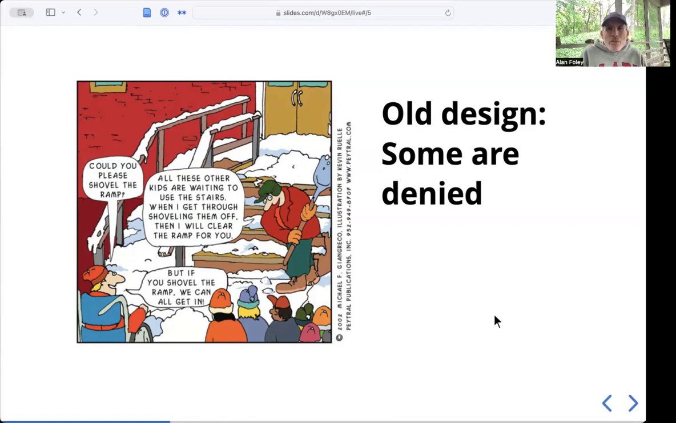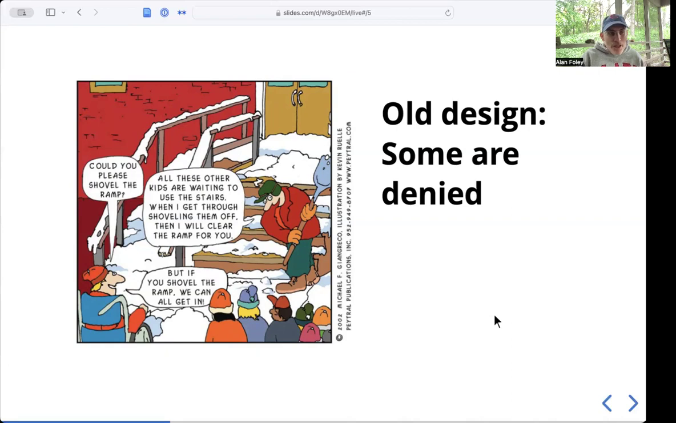So I see lots of examples of this, and you probably will too. I have posted a discussion, an opportunity for you to share examples of universal design that you've encountered. You might also share some examples of places where universal design could be or isn't working as intended.